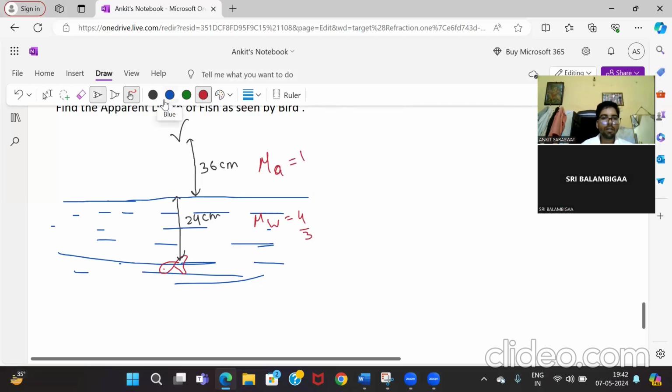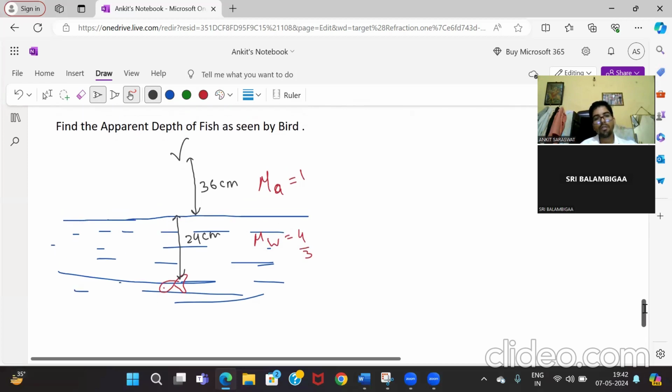Now in this question they are asking to find the apparent depth of fish as seen by the bird. Now who is the object, who is the observer? Who is looking, the bird or the fish? We are asking the apparent depth of fish, so fish is the object. And which one is the observer? Bird. Bird is the observer. So as per this observer, what is the apparent depth of fish as seen by the bird? Clear? Now this word statement is very, very important. Here our observer is a little bit far away from the boundary, so they are asking the distance from the observer.